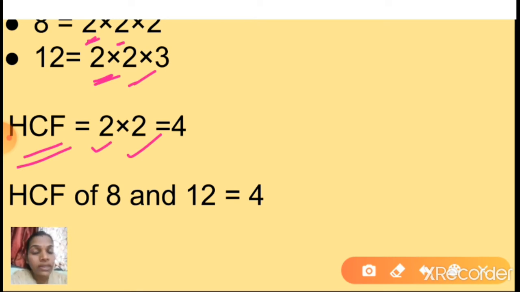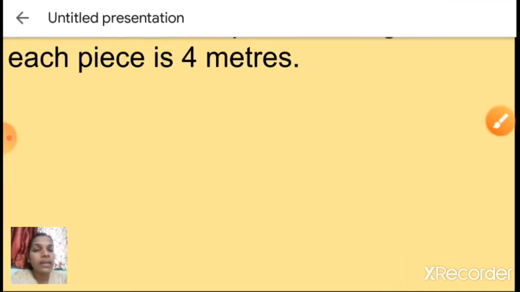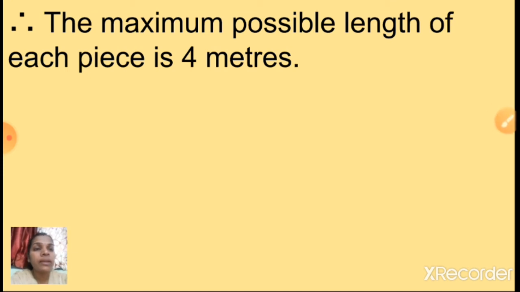So what is the maximum possible length of that piece? 4 meter. Next step, what do you have to write? The HCF of 8 and 12 is equal to 4. So see here, children, I have written the separate answer here: the maximum possible length of each piece is 4 meters. I hope you understood this one. Yes, shall I start the next one now?